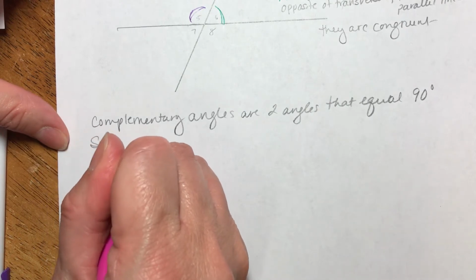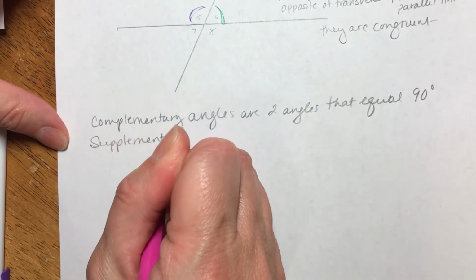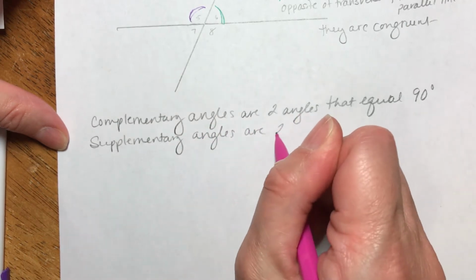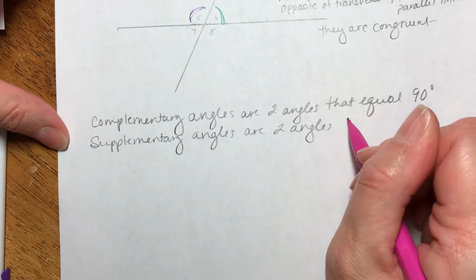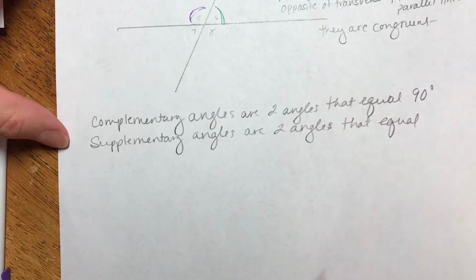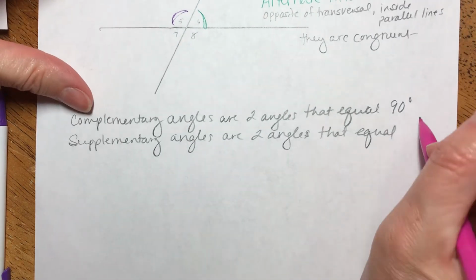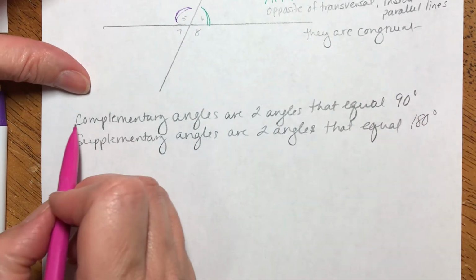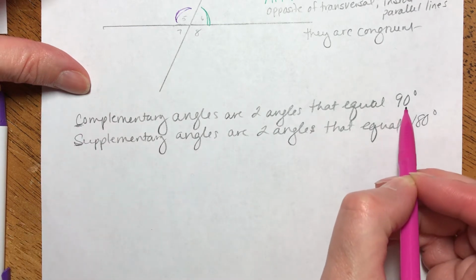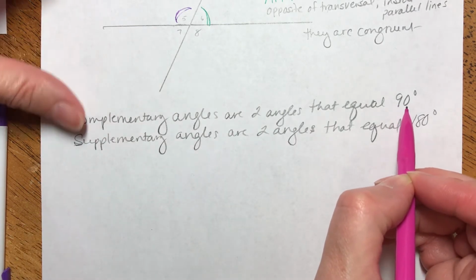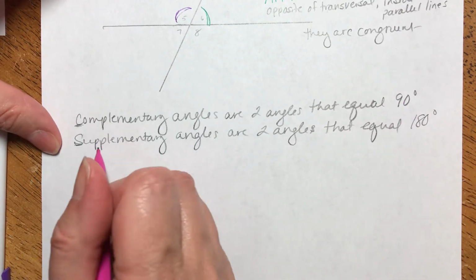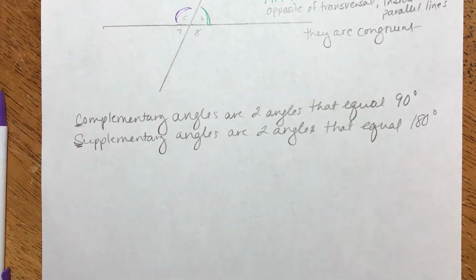And supplementary angles are two angles that equal what? What do you think it is? 180. Complementary, supplementary. Alphabetically, C comes first. That's the lower number. First letter in the alphabet, lower number. Supplementary is further along in the alphabet, equals 180.